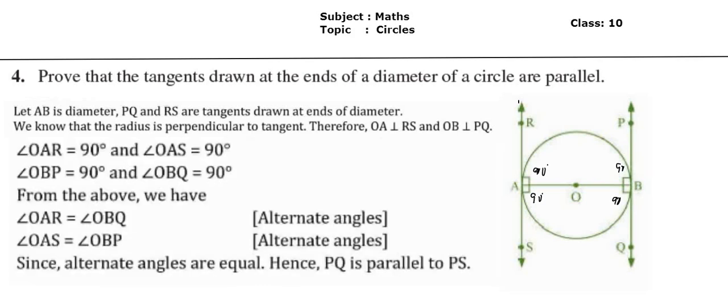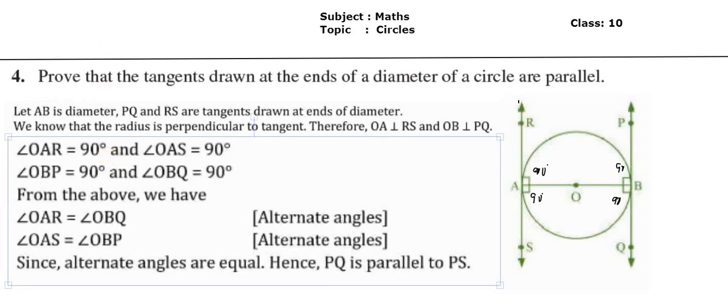Here angle OAR is 90 degrees, and angle OAS is also 90 degrees. Why? Because it's perpendicular. And here also, angle OBP is 90 degrees, and angle OBQ is also 90 degrees. So all of these are 90 degrees. So from the above, we can write the next step.